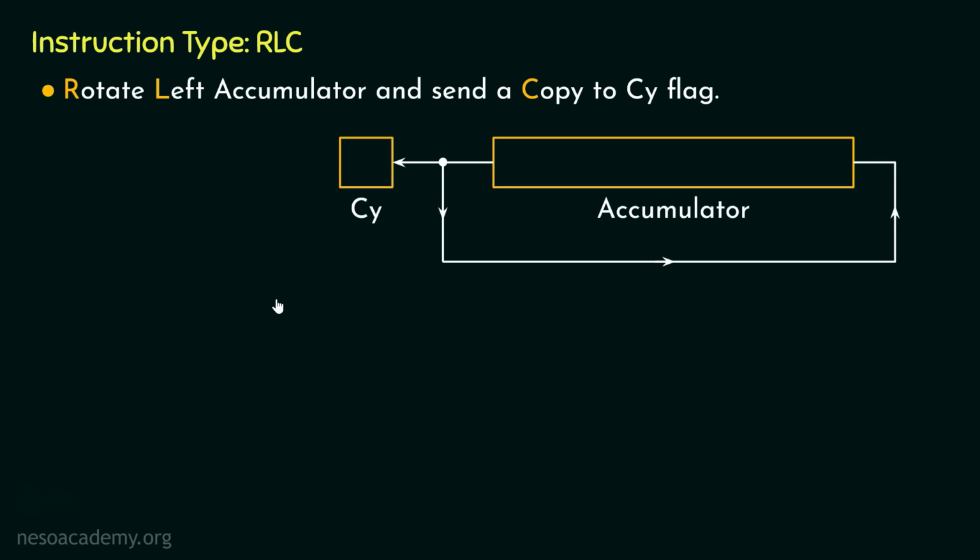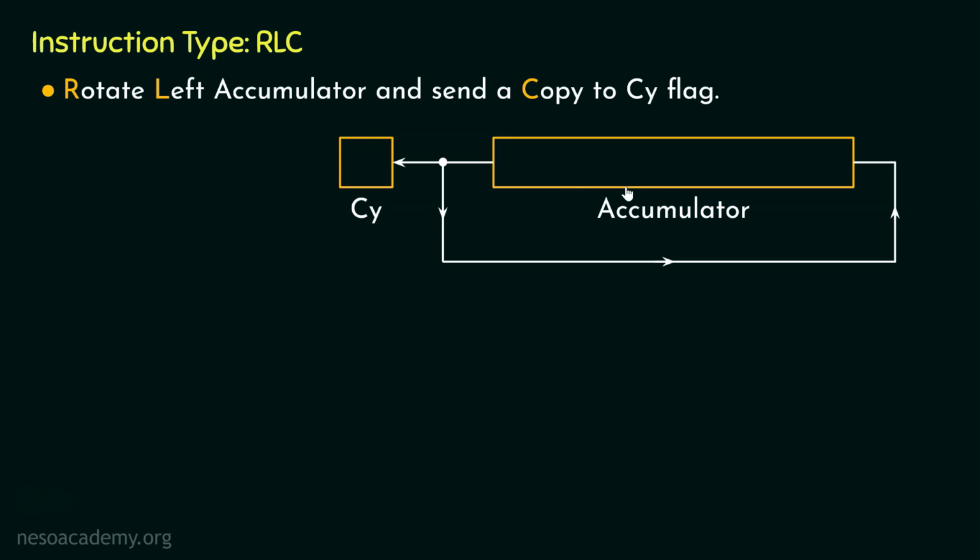In order to understand the working of the instruction RLC, first we need to understand this organization. As you can see, we have got a line from the accumulator's this end, that is the most significant end, which is then connected to the least significant end, and if you notice the direction, it is from the most significant end towards the least significant end. Now if you notice this junction, the output line is also connected to the carry flag. Now what does it mean? We are supposed to rotate left the accumulator's content.